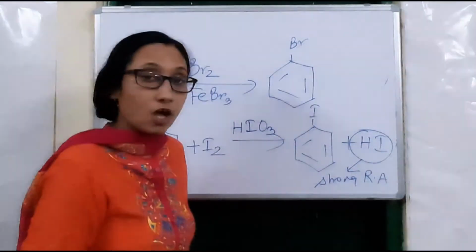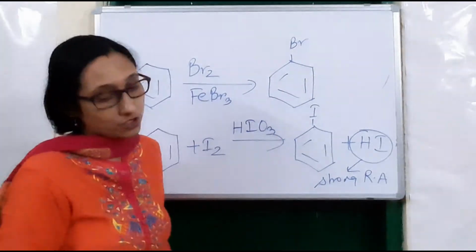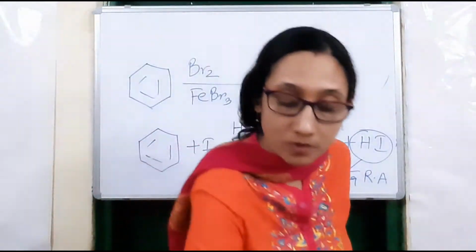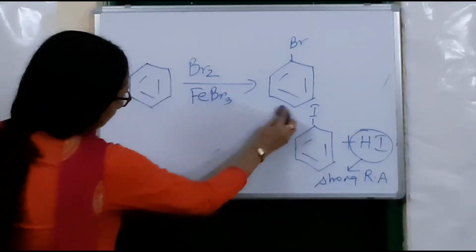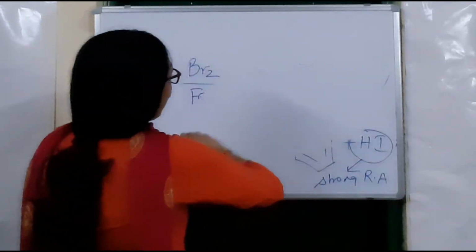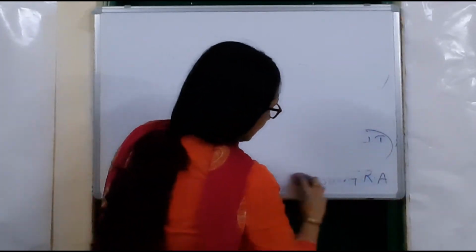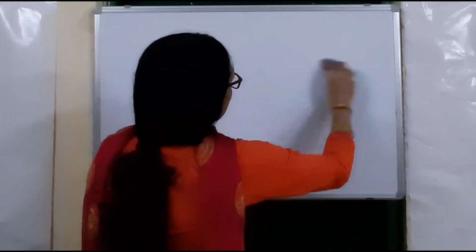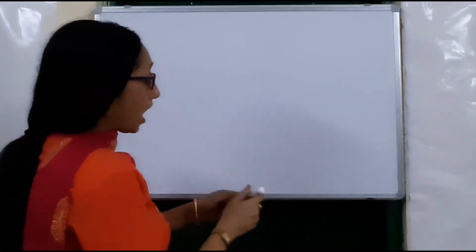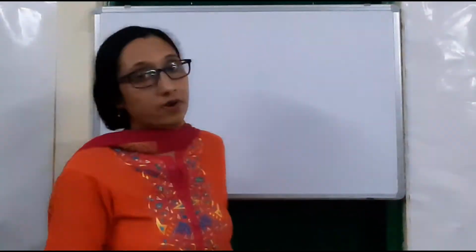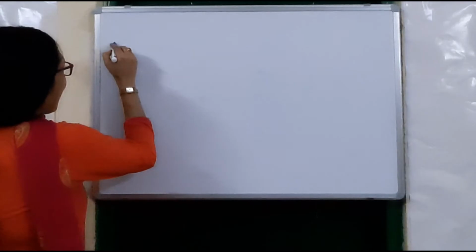But the preparation of fluorobenzene by this method, that is by direct halogenation, is not possible because benzene reacts with fluorine violently. So we have to devise some indirect methods of preparation of fluorobenzene. We will learn it afterwards. Our next method of preparation of aryl halides is from aniline.